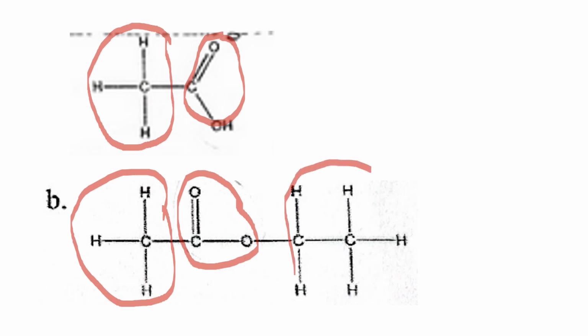This is the other group containing two carbons, so this is the ethyl group. So in here, you have two R groups. One is a methyl group. The other is an ethyl group.